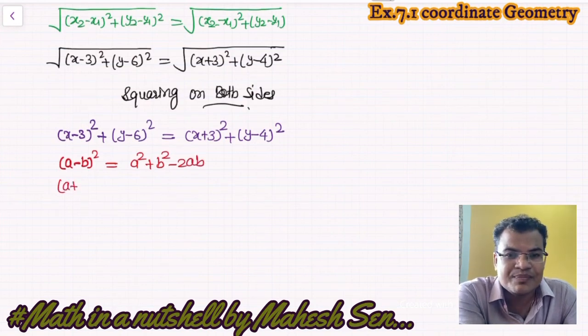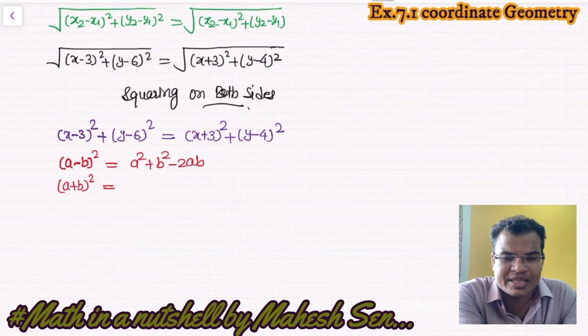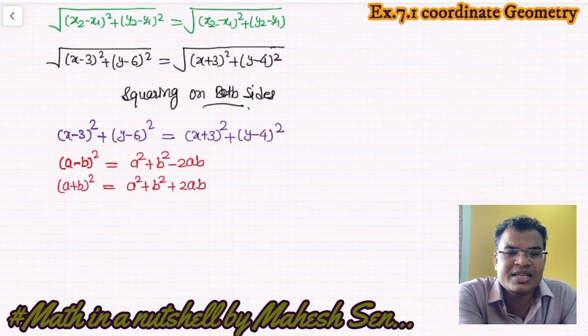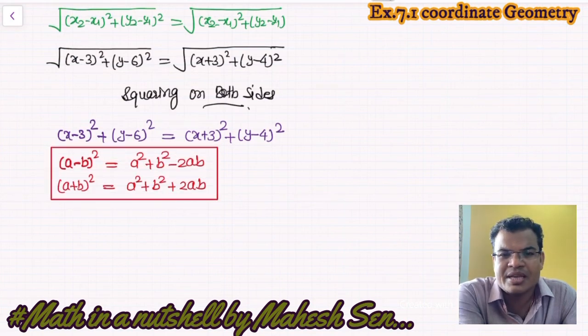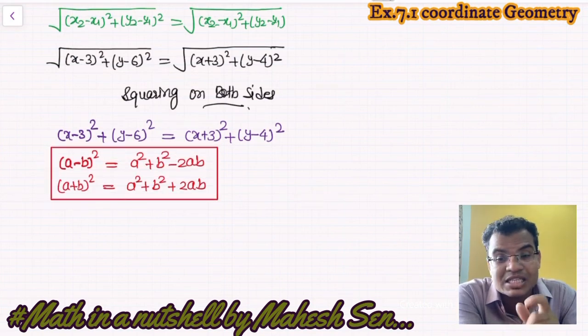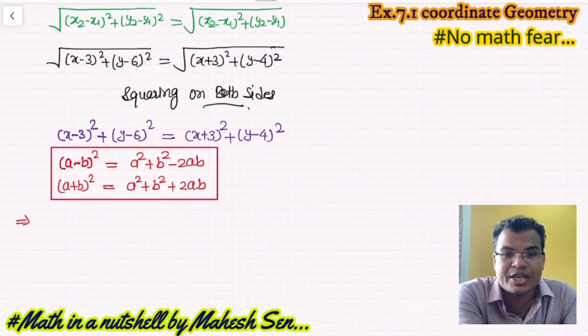For a minus b, they sometimes write a square minus b square. So (a plus b) whole square is a square plus b square plus 2ab. In a plus b whole square, plus is there all throughout. In a minus b, a square plus b square and minus 2ab is there. Okay, in the negative identity.